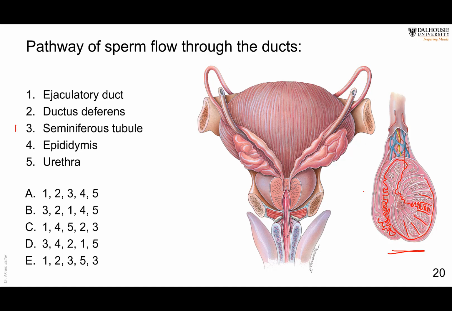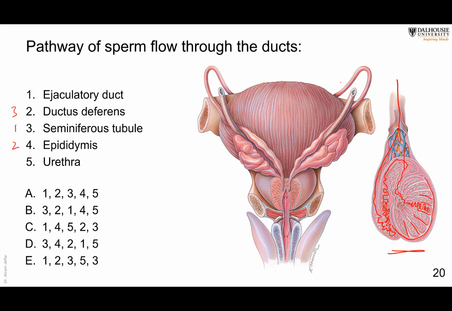So the second place to go is the epididymis, and then as we go distally from the head, body, and tail, the tube inside the epididymis becomes thicker and the lumen becomes bigger, and it forms the ductus deferens, which goes into the spermatic cord. So the third place to go is the ductus deferens or the vas deferens.